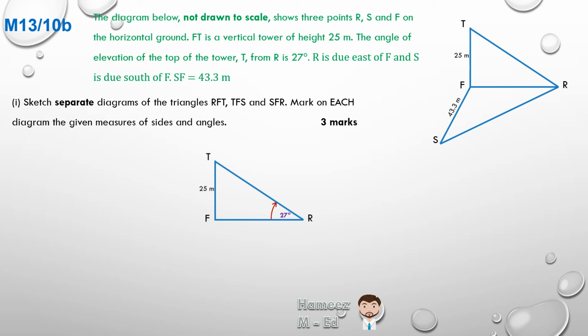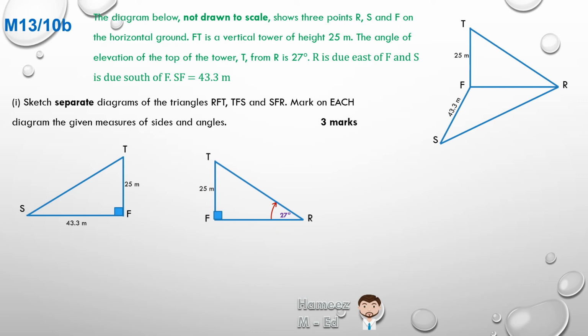For the next triangle, TFS, that triangle will still have TF as 25 meters and FS is 43.3 meters. And what do we know? That FS was on the horizontal ground and TF is a vertical tower, so the angle between them is 90 degrees. So in the first diagram, we have two bits of information and a right angle triangle, so we can find any other angle or any other side. And the same thing in the second triangle, because we have two bits of information and it's a right angle triangle.